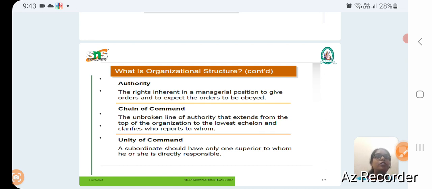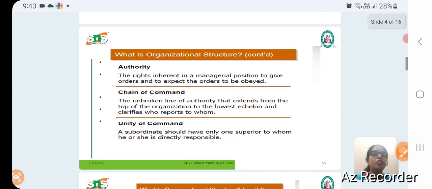Next is chain of command. Chain of command is a system for passing instructions and reporting within an organization. We all know, we have a line of authority to which we have to report. We cannot directly go and approach the higher authority. We are supposed to follow some line in order to report our tasks. That is the chain of command, the unbroken line of authority. We cannot break this line. We have to follow this line in order to report or pass information, etc.